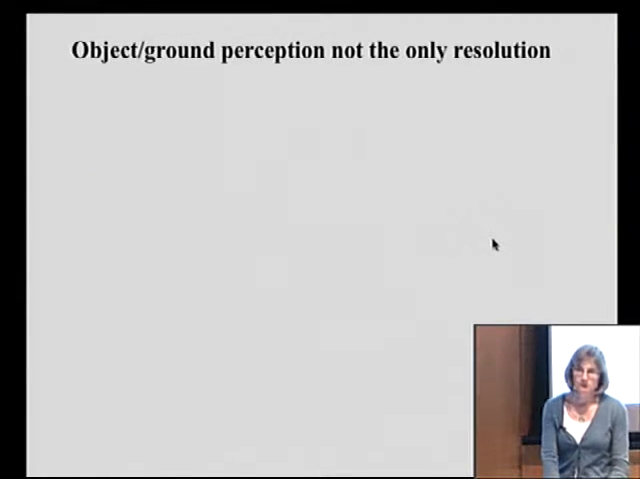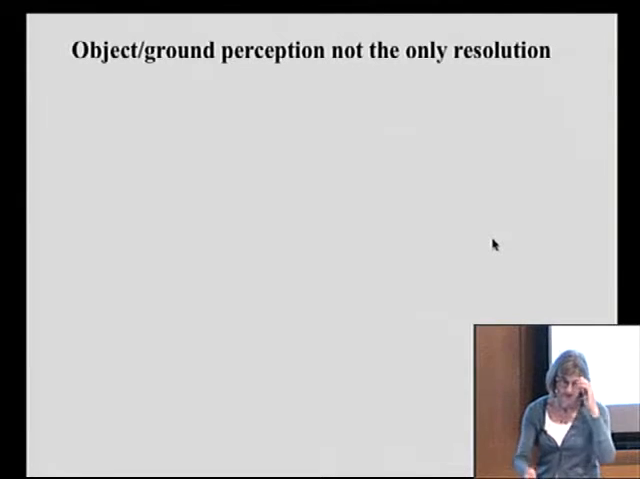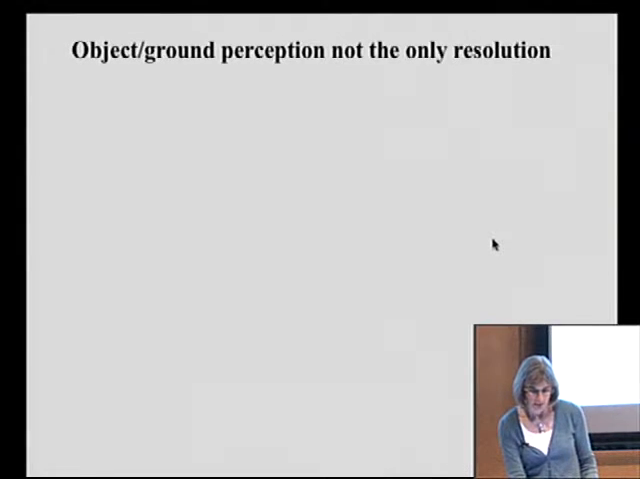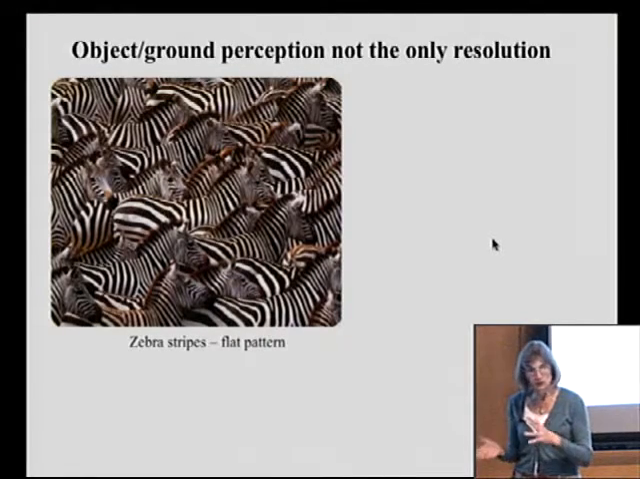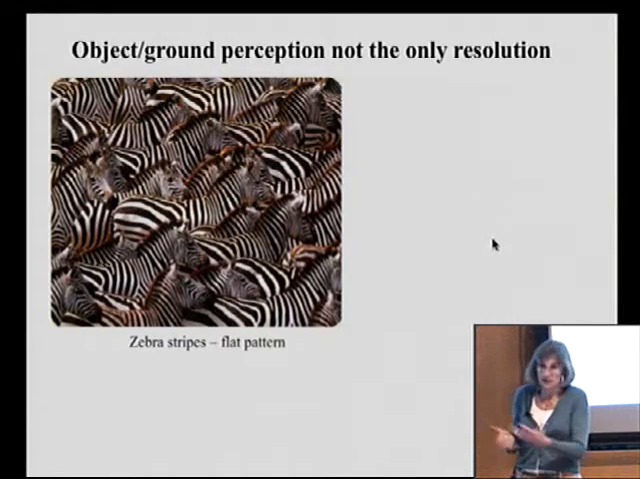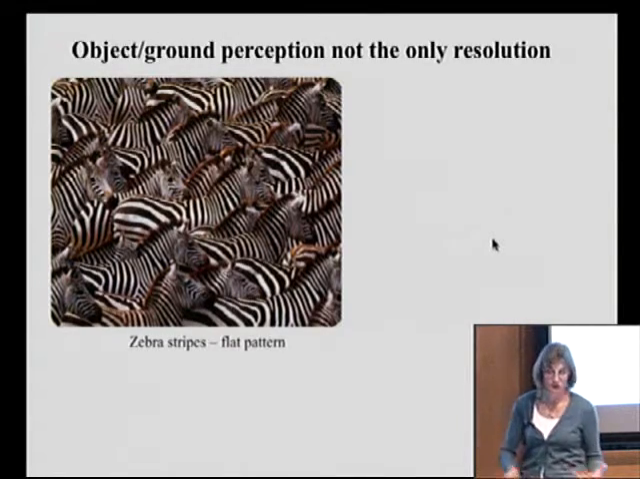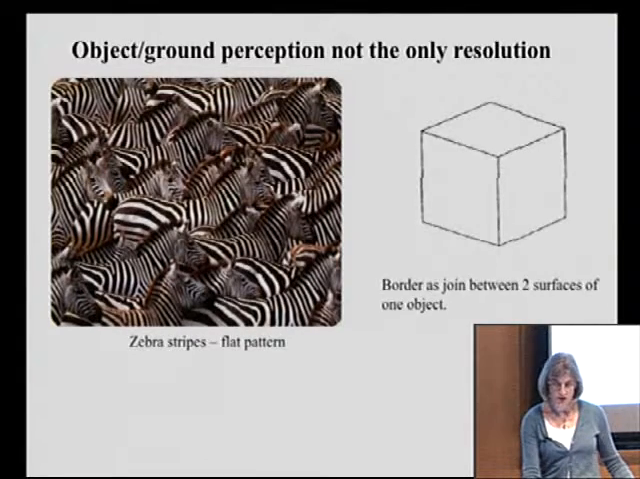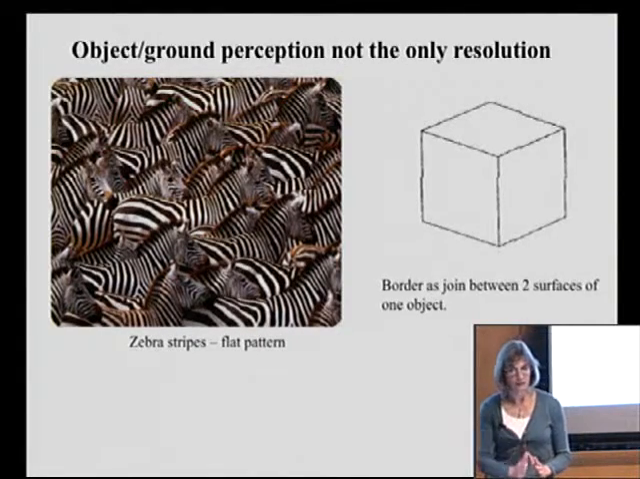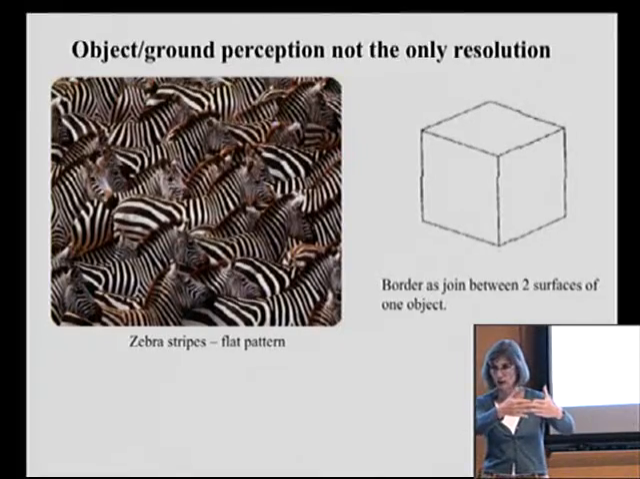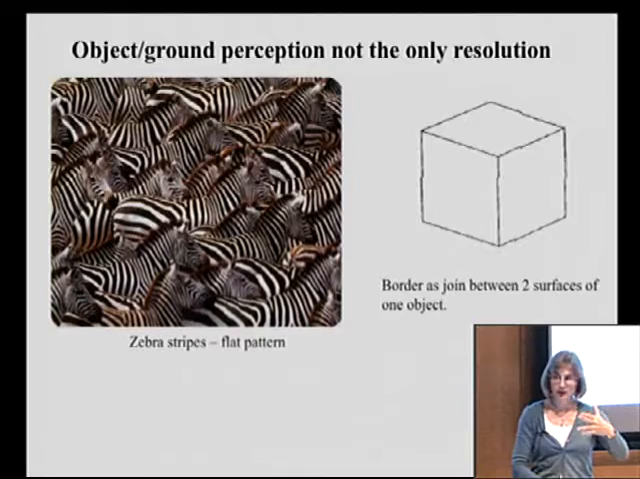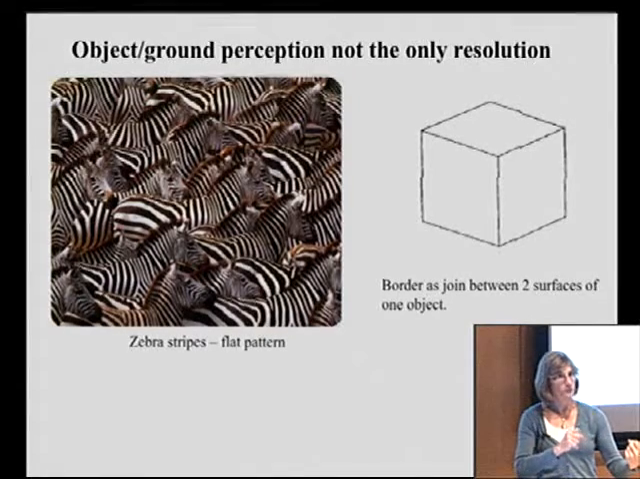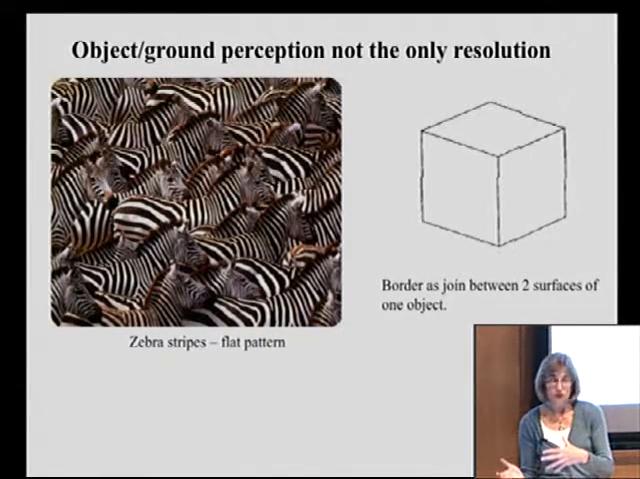So object-ground perception is not the only solution. Scott's questions were getting at this a bit, and so was the zebra example. Sometimes when there's a border between two differently colored regions, we can interpret it just as a flat surface with stripes on it. Sometimes we can also interpret it as a junction between two planes in a geometric object. So not every border detected by the visual system is determined to be an object versus ground border.